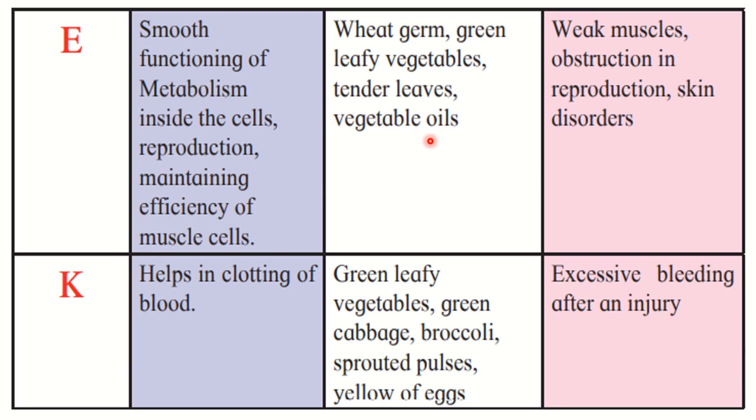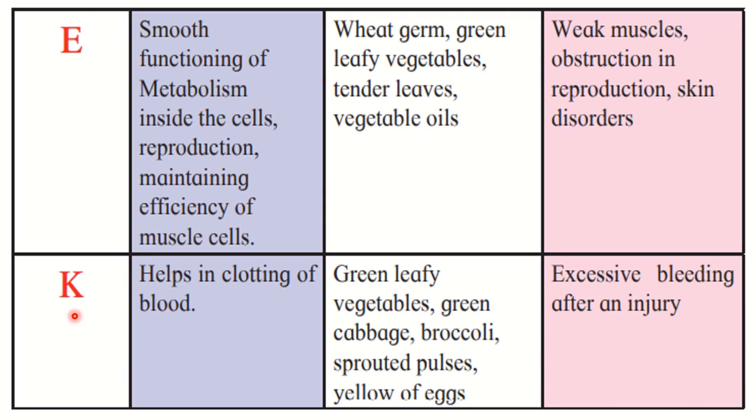So we should eat almonds. You know that almond oil contains a lot of vitamin E. So these are more sources of vitamin E. And the deficiency diseases here are what? Weak muscles. You can have weak muscles. Then obstruction in reproduction and skin disorders. Because for very good skin, we need vitamin E. So if there is a deficiency of vitamin E, you can have skin disorders.